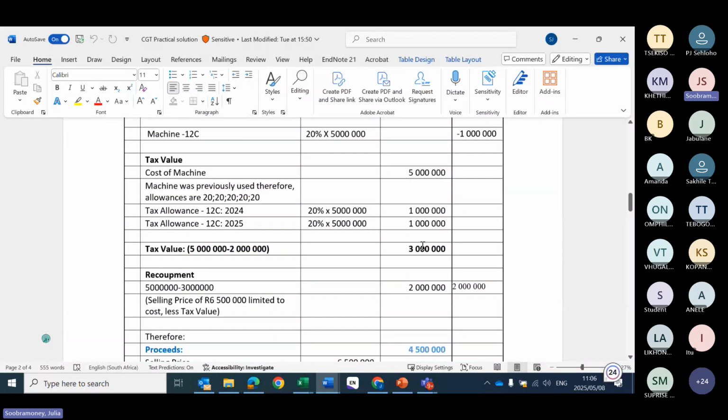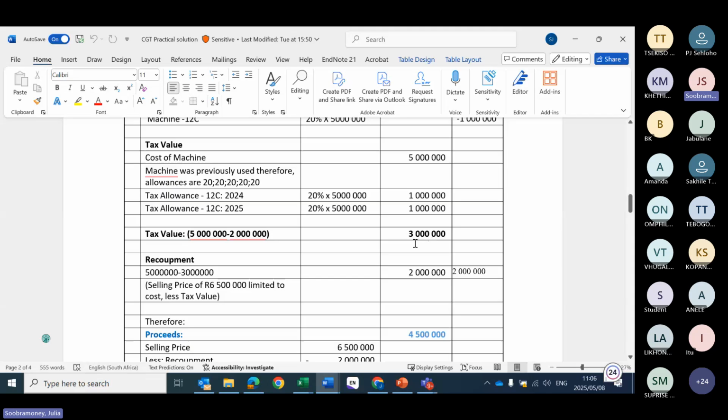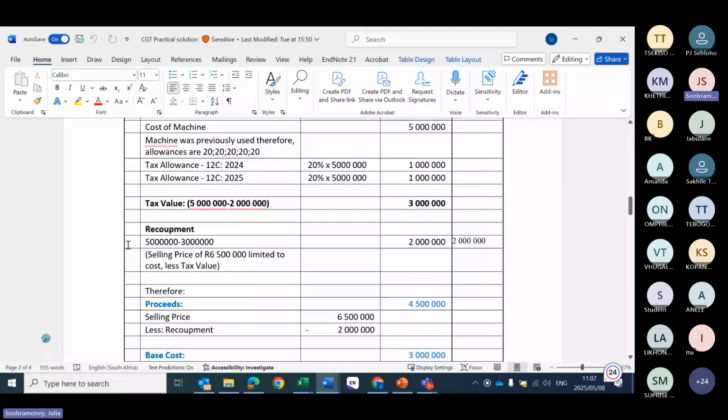Recoupment, selling price limited to cost. My selling price was 6.5 million. I can't use it. Why? It's more than my cost. So therefore, I use my cost price less my tax value I just calculated to give me 2 million. As you all told me, no deferment. We're going to include the full 2 million into taxable income.